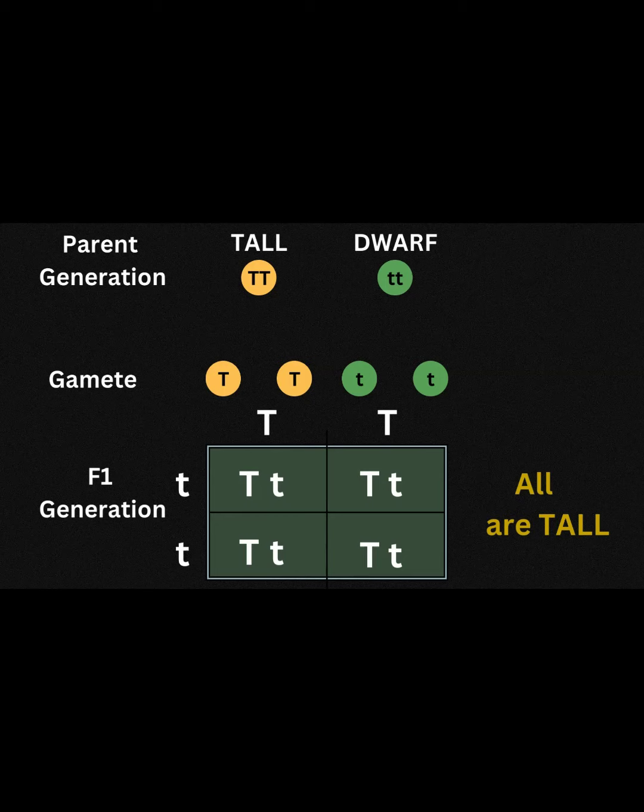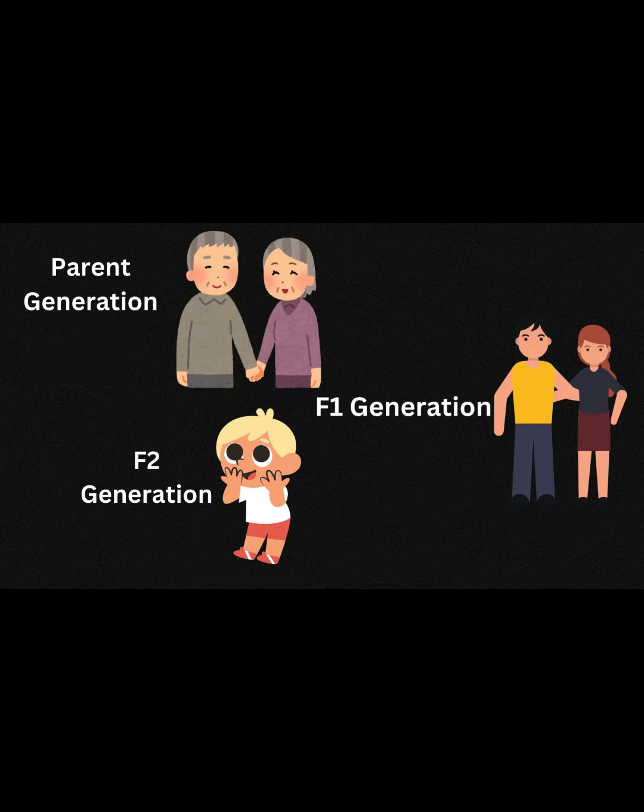The parent or P generation refers to the individuals being crossed, and the offspring are the filial or F generation. Multiple F generations can be denoted by using numeric subscripts. If you think of your grandparents as the parent generation, then your parents are in the F1 generation, and you are in the F2 generation.